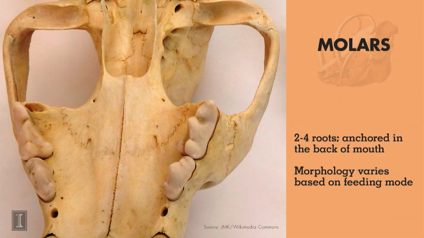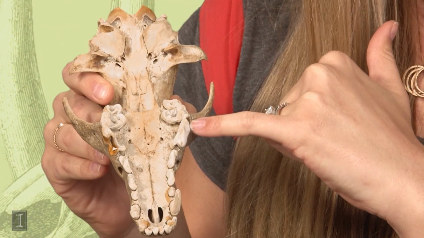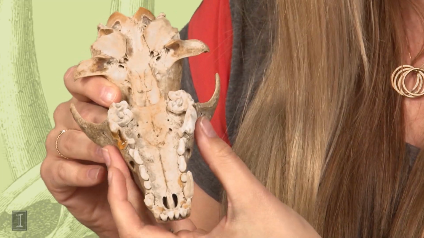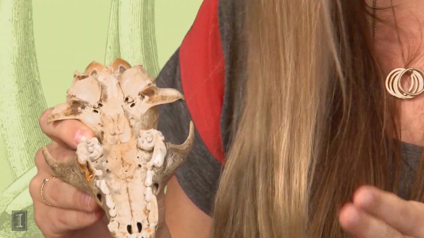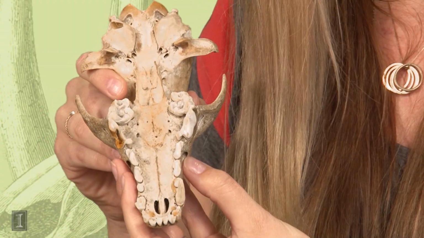So continuing on towards our trek to the back of the mouth of a mammal here, we're moving on to our molars. Molars can have 2 to 4 roots, so they're anchored in the back of your jaw there. And again, the morphology of those molars can be used to distinguish between our browsers, our grazers, and our carnivores. And again, here with our specimen, they're very sharp. We've got some high peaks there. They look like they're ready to cut and tear. And so we're just reiterating our deduction that this is a carnivore here.